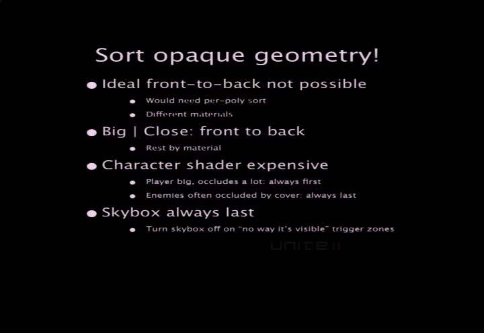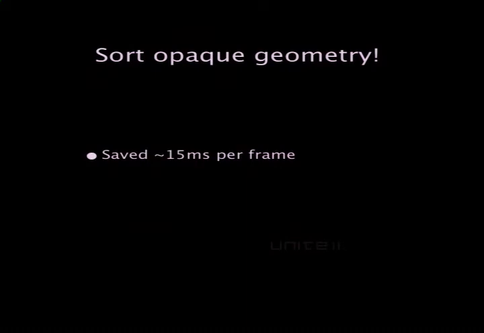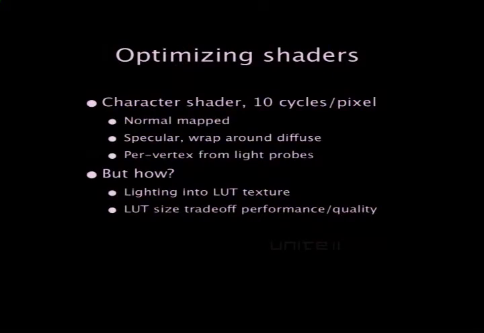And always render the skybox last. That is automatic in Unity, but what you can do as well, and what is done in the case of the Shadowgun, is that if you know you are not rendering the skybox, just kill it altogether with some simple script. All of those optimizations gave us around 15 milliseconds per frame. So we went from 20 frames per second to 30 frames per second on Tegra 2.